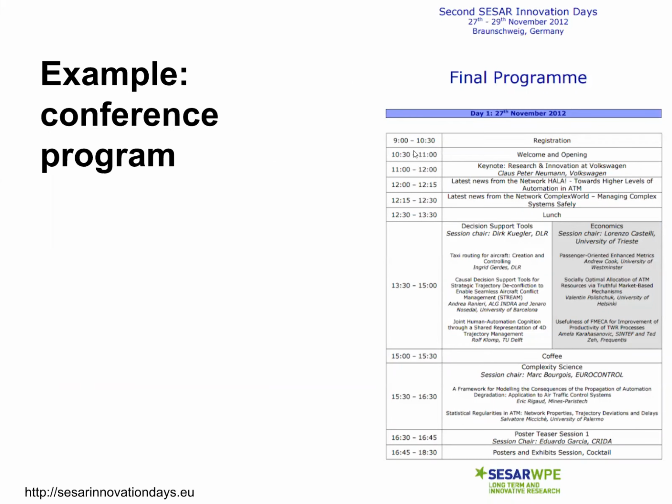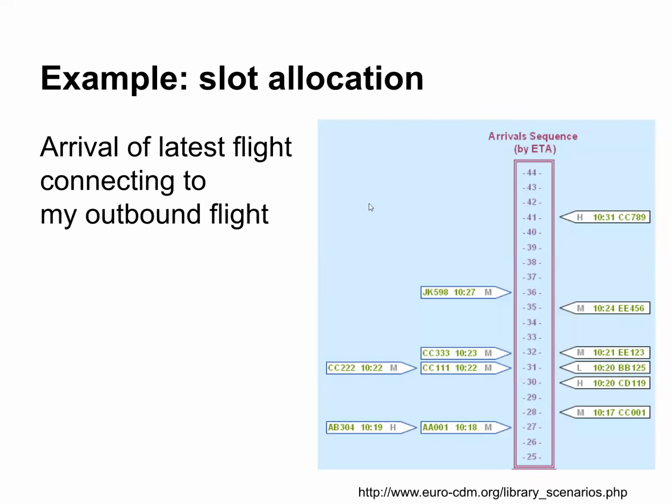Another example: conference programs. Of course, mostly you care about when your own talk is scheduled. You don't want to be the last talk in the conference or early in the morning. But sometimes you also care about talks scheduled in a parallel track. So maybe you have to speak here, but there is a super interesting talk here. Then you not only care about your own resource, but also about the resources of others.